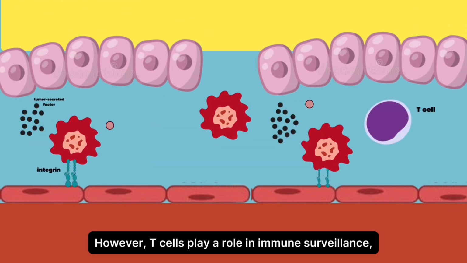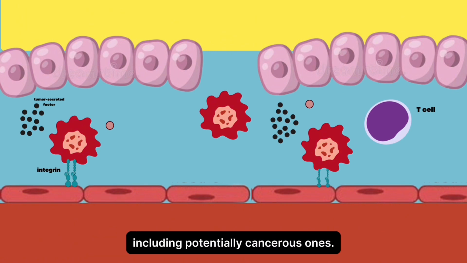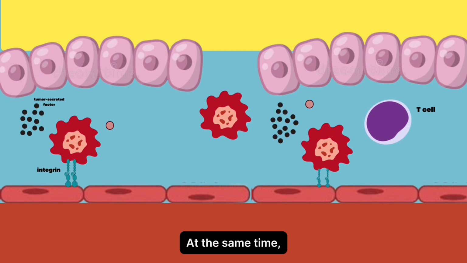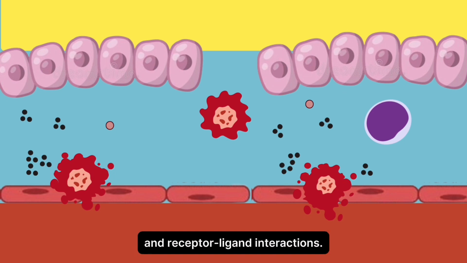However, T cells play a role in immune surveillance, which is the body's mechanism for detecting and eliminating abnormal cells, including potentially cancerous ones. T cells can recognize and target cancer cells for destruction. At the same time, interaction with endothelial cells is facilitated by various adhesion molecules and receptor-ligand interactions. Cancer cells can exploit these interactions to adhere to the endothelial lining, eventually crossing the vessel wall to enter the bloodstream.